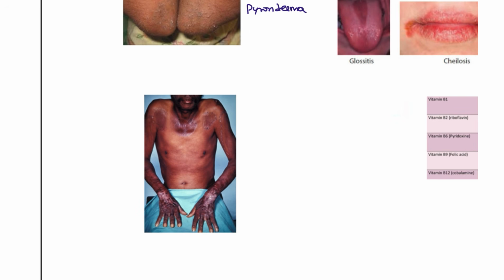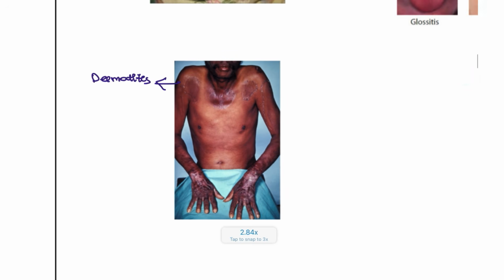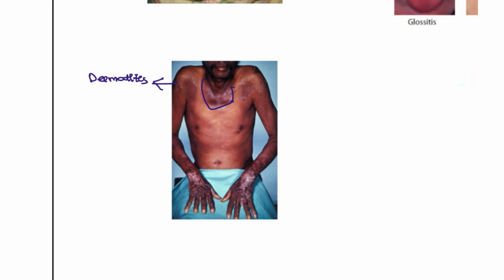Next, this patient is suffering from dermatitis. So which vitamin is going to cause the dermatitis? This is a classical picture, right? This is known as a Casal necklace. In which patients are you going to see this Casal necklace, guys? Those who are suffering from dementia, dermatitis, and also diarrhea.